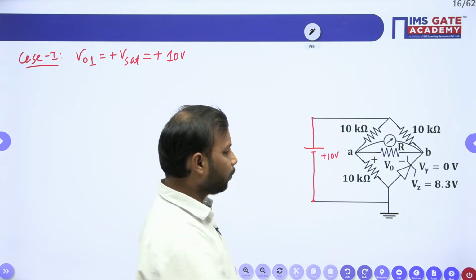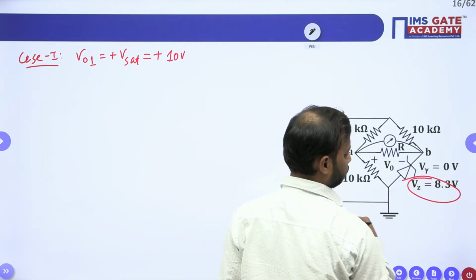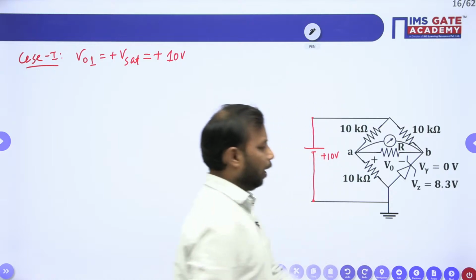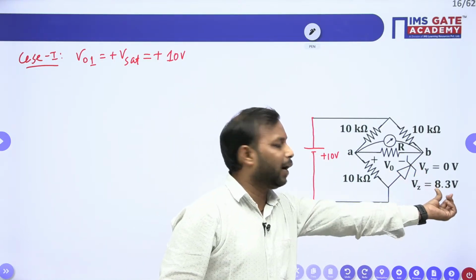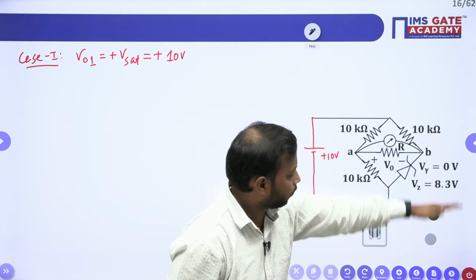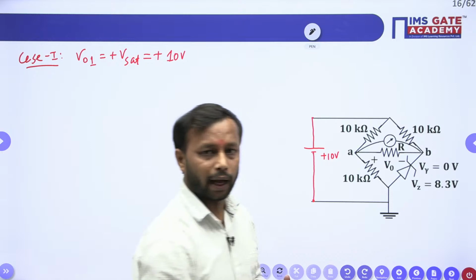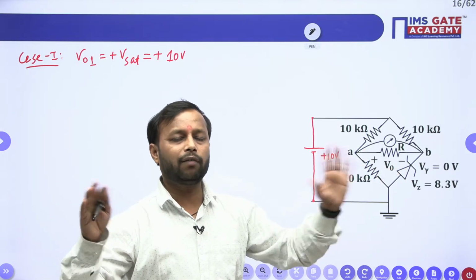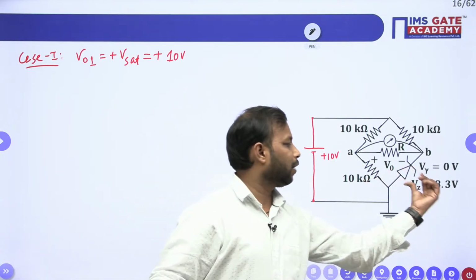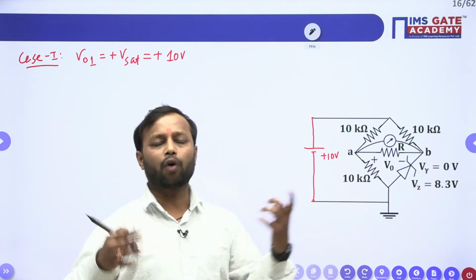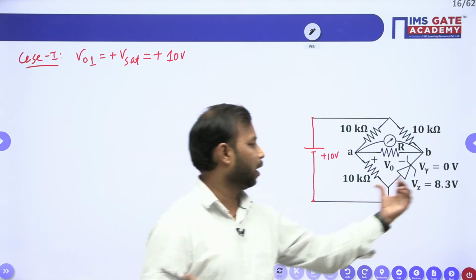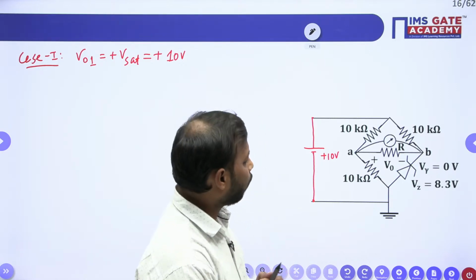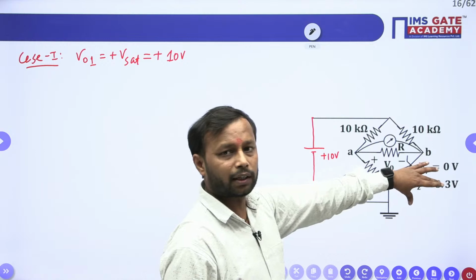Am I clear? So see, we have given Vz as 8.3. Now, if this Zener diode voltage exceeds 8.3, then it will behave in a breakdown region. And if it lies between 0 to 8.3, it will act as an open circuit. And if the voltage across the Zener diode is positive, just like your normal diode, then it will act as a short circuit. So for that particular reason, we need to check in which region this diode is operating.